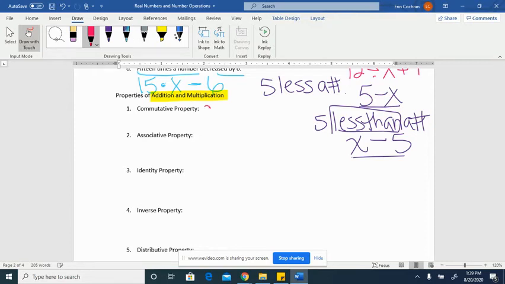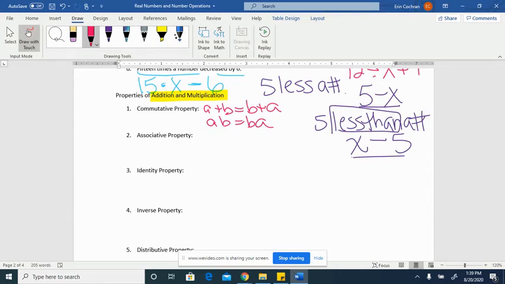So if I take A plus B, it's the same as taking B plus A. Because if I take 2 plus 3, isn't that the same as 3 plus 2? And then same thing with multiplication. If I take A times B, it is the same as B times A. 5 times 2 is the same as 2 times 5.